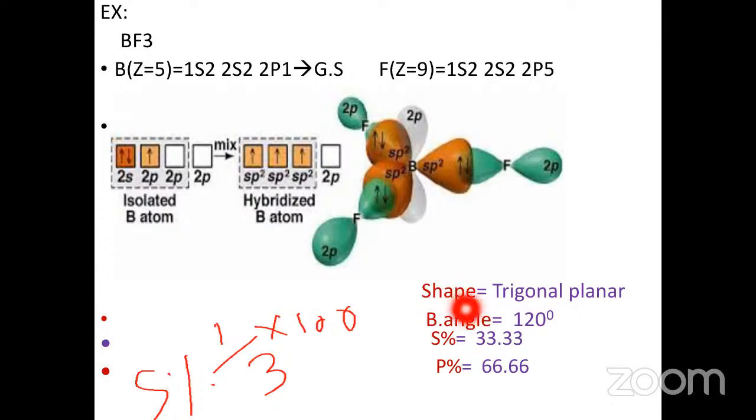The s character is 33.3%. How? Here is the calculation. How many s orbitals are present in sp2? Only one s orbital. So 1 by total orbitals in sp2 hybridization into 100 gives 33.33 percent. The same for p percentage. How many p orbitals are present in sp2 hybridization? Two p orbitals. So percentage of p is equal to 2 by total orbitals 3 into 100, which gives 66.66 percent.